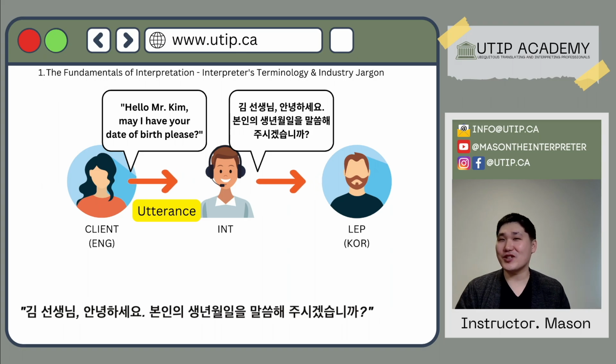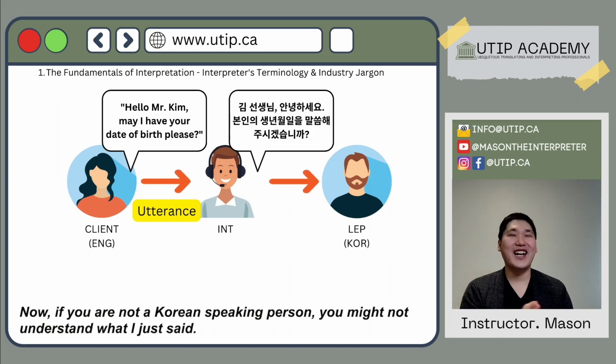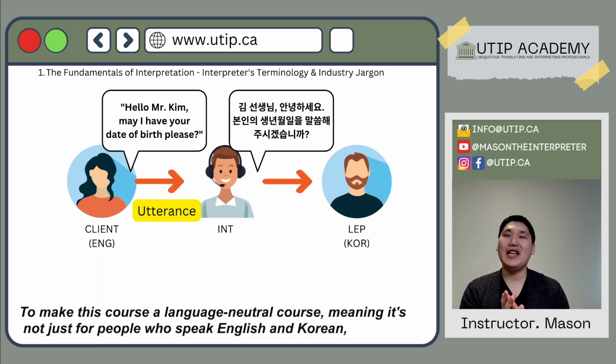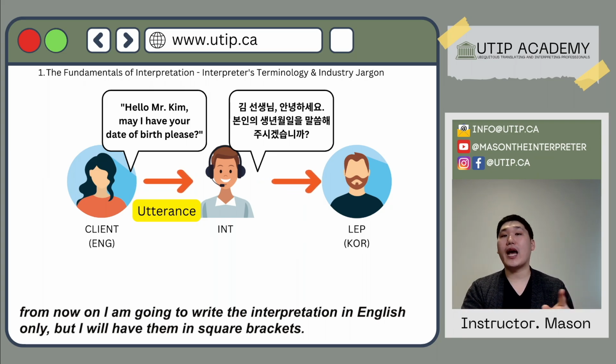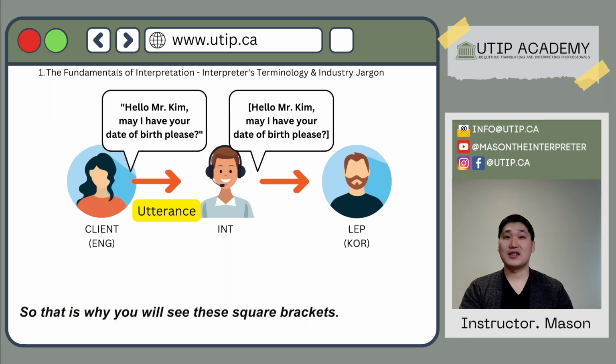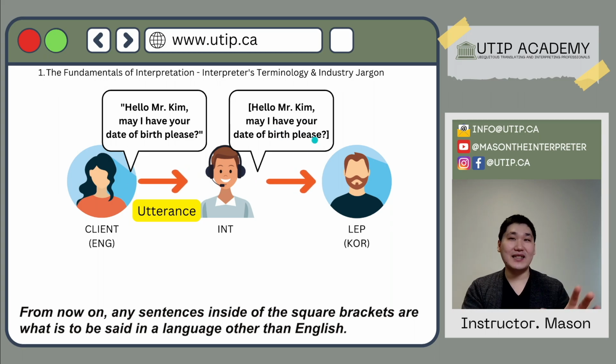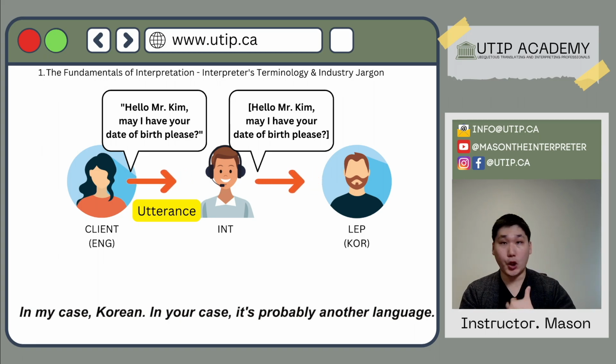Now, if you're not a Korean-speaking person, you might not understand what I just said. To make this course a language-neutral course, meaning it's not just for people who speak English and Korean, from now on, I am going to write the interpretation in English only, but I will have them in square brackets. So that is why you will see these square brackets from now on. Any sentences inside of the square brackets are what is to be said in a language other than English. In my case, Korean. In your case, it is probably another language.